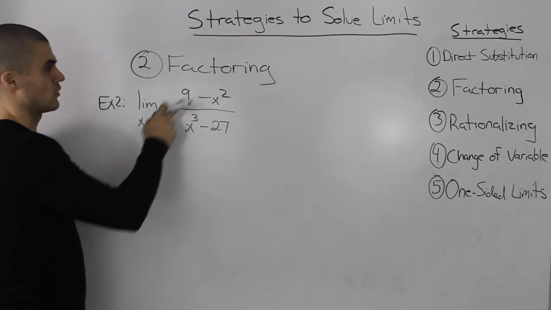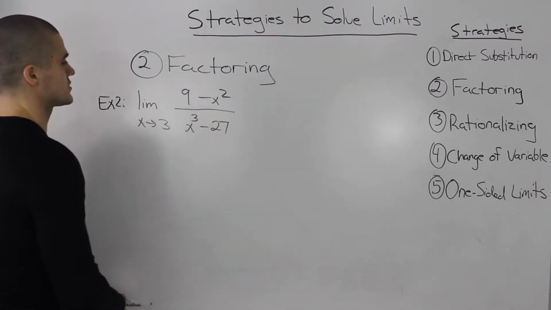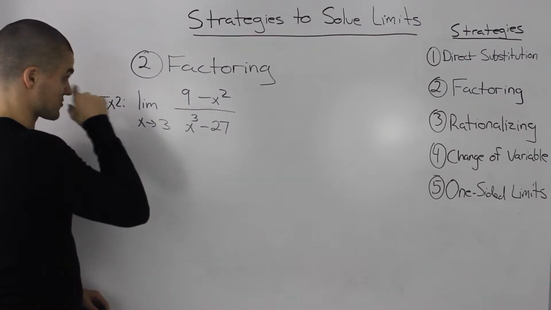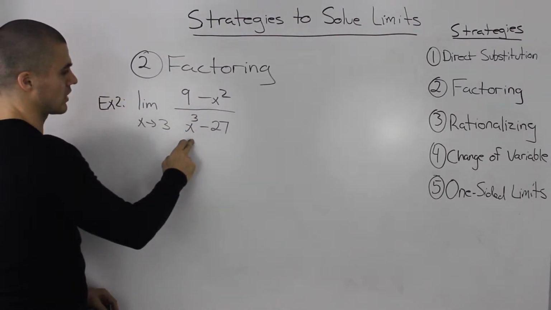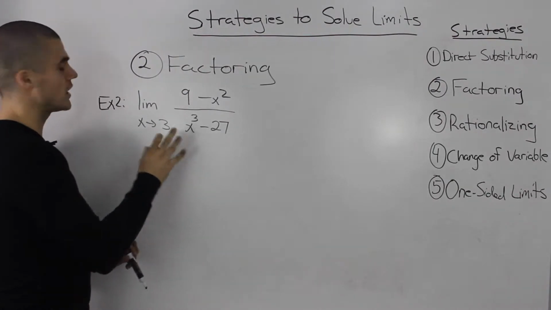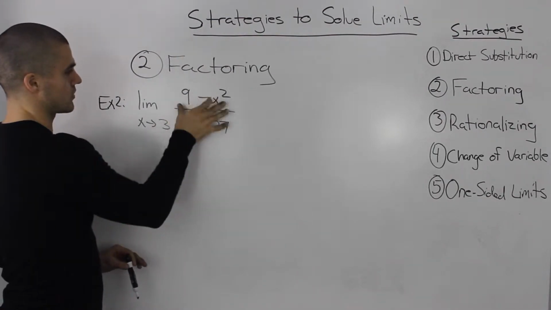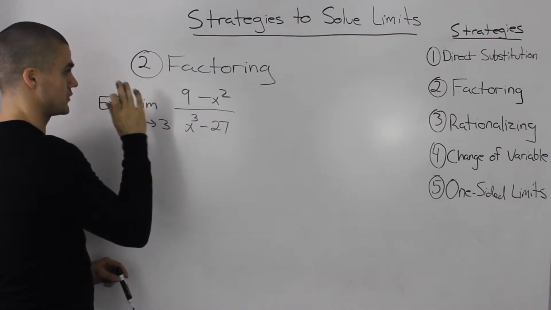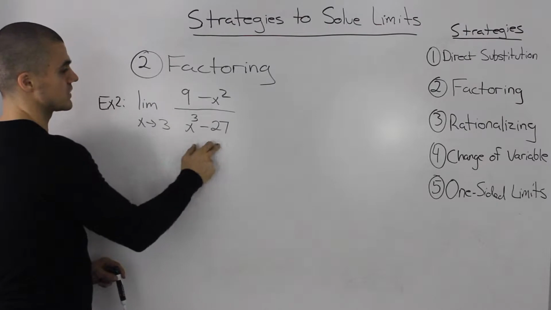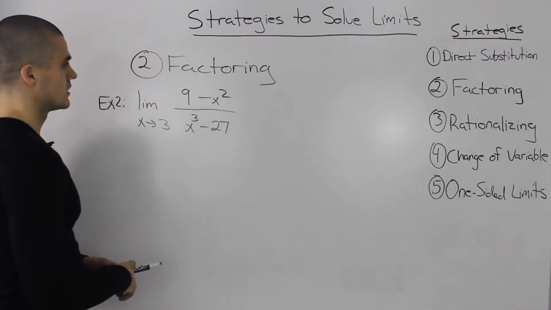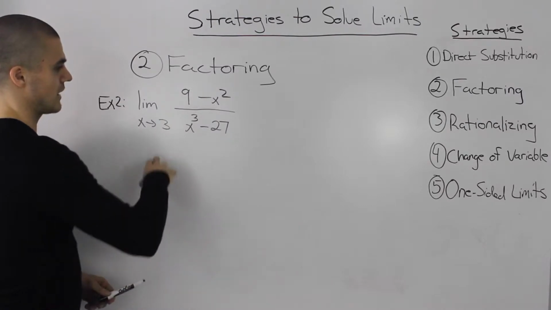Example 2 for the factoring strategies is to solve limits. We've got the limit as x approaches 3 of 9 minus x squared over x cubed minus 27. If we try direct substitution here, if we plug in 3 for x, we'll get 0 in the numerator, and we'll also get 0 in the denominator. It'll be an indeterminate form. So we'll have to factor this.